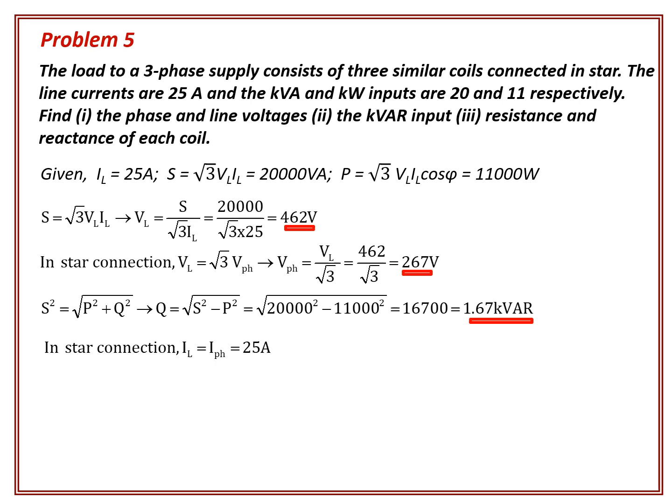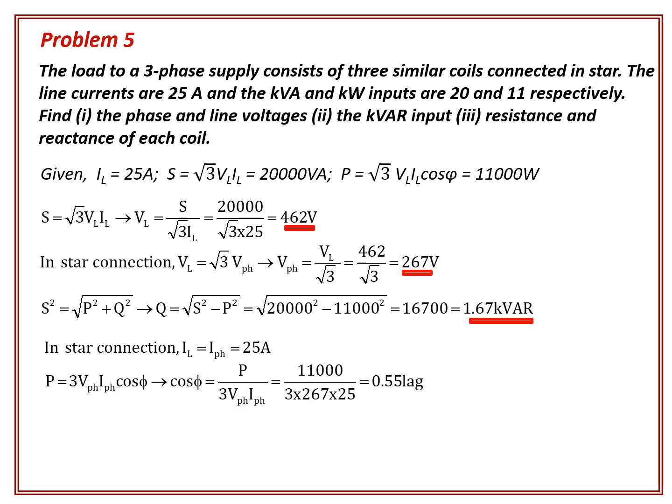For finding reactance and resistance, we can use the impedance triangle. And for using the impedance triangle, we must know the values of impedance and power factor. So let's calculate it first. In star connection, the phase current is the same as line current. So I phase is equal to 25 ampere.